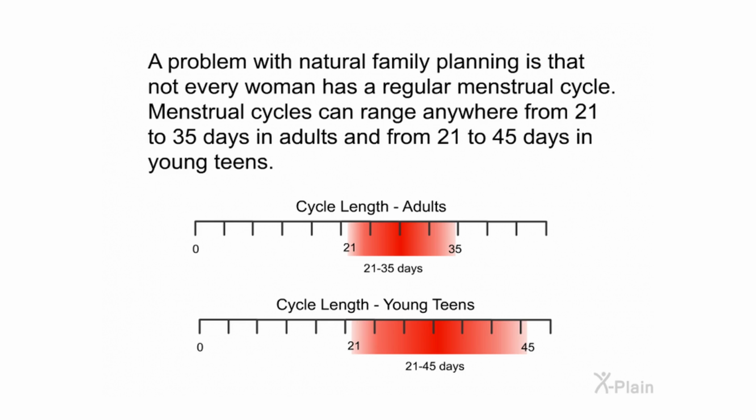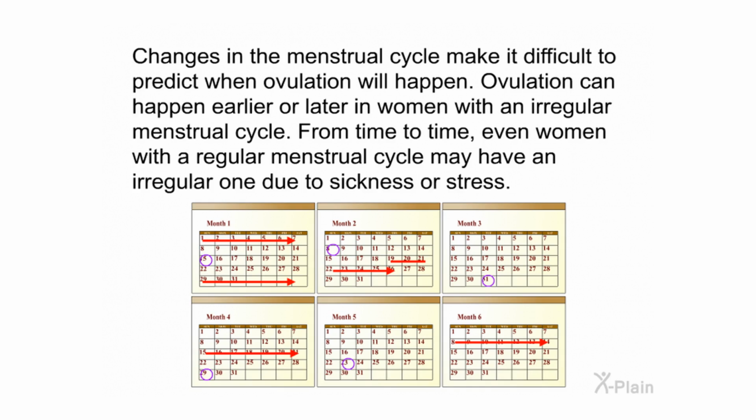Menstrual cycles can range anywhere from 21 to 35 days in adults and from 21 to 45 days in young teens. Changes in the menstrual cycle make it difficult to predict when ovulation will happen. Ovulation can happen earlier or later in women with an irregular menstrual cycle. From time to time, even women with a regular menstrual cycle may have an irregular one due to sickness or stress.